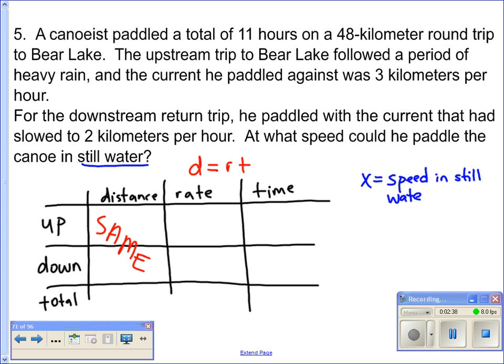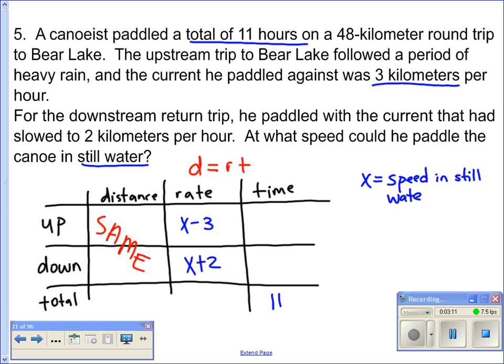So we're going to keep that. His rate going upstream is going to be a little bit slower than that. And how much slower? Well, it was the 3 kilometers per hour that he was paddling against. Now going the other direction, it was helping him out, but it had changed slightly because the rainstorm had calmed down by that time. Now when we talk about the time, it tells us that the total time was 11 hours. So this is 11, we know that.